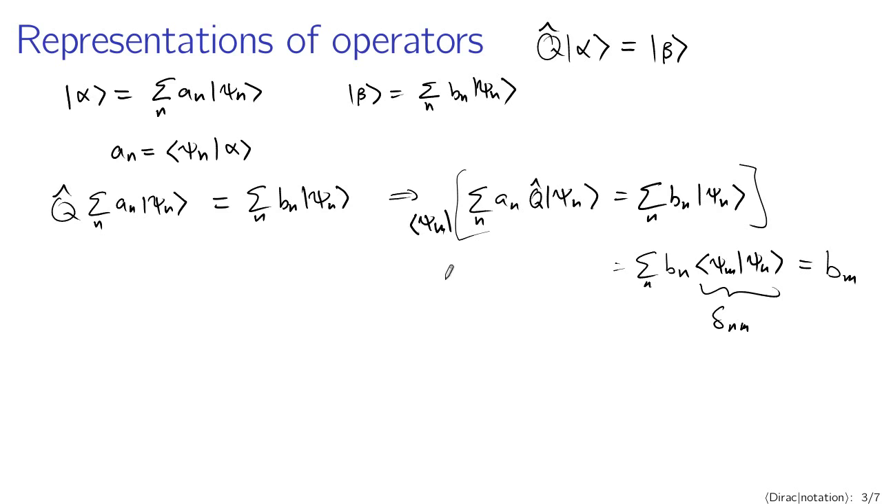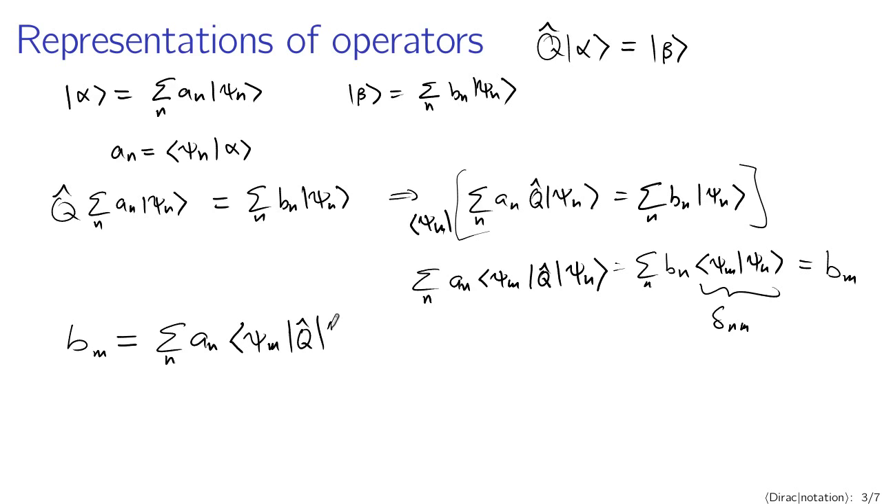The left-hand side, though, there's really not much that I can do with. All I've got is a sum over n of a sub n, psi sub m, q hat, psi sub n. Now, the beauty of this sort of notation is that you can think about b sub m. This is the representation for the result of the operator acting on the vector a, right? If I plug in a different value for m in these sorts of expressions, I'll get a different value for b. I can write that as the sum over n of a sub n times something that's really just a number. It's the result of psi sub m, q hat, psi sub n.